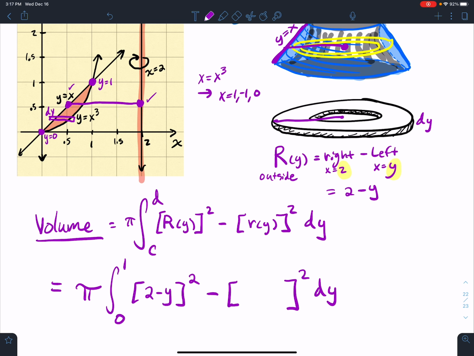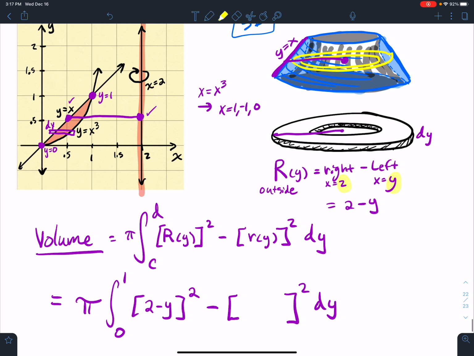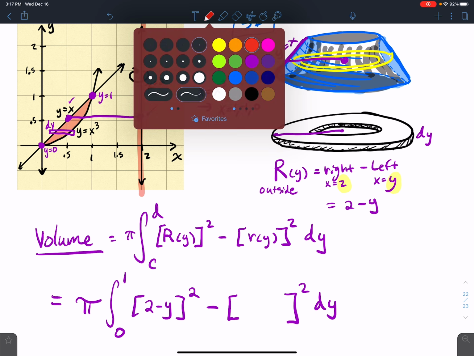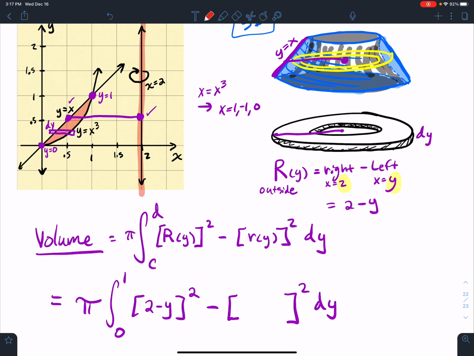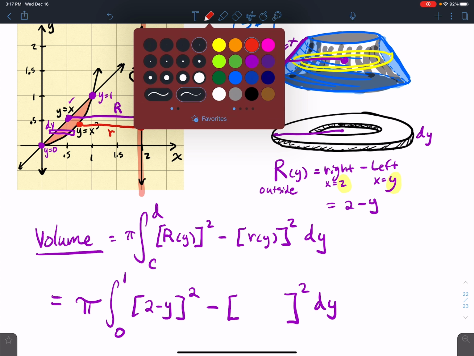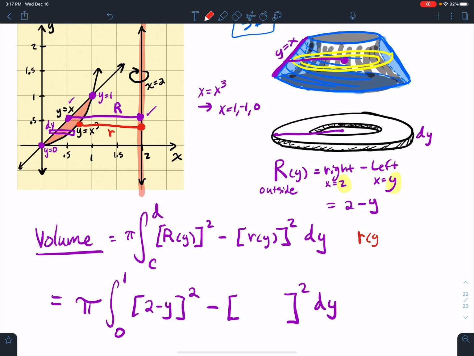All right, so little radius. How do I find the little radius? Well, the little radius is the distance from the axis we're rotating to over to the shorter radius, little r right there. That was little r, this was big R, right? So the little radius, r of y, right minus left, is still 2 minus the left. Well, the left ends up being x cubed. So 2 minus x cubed.